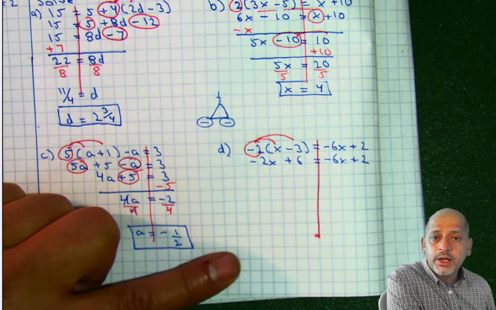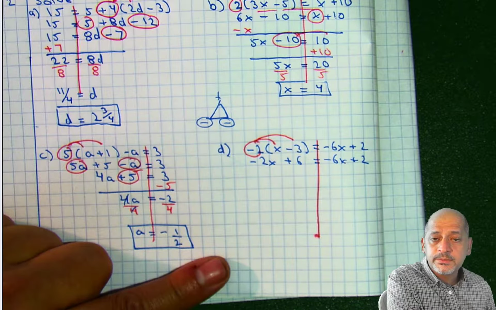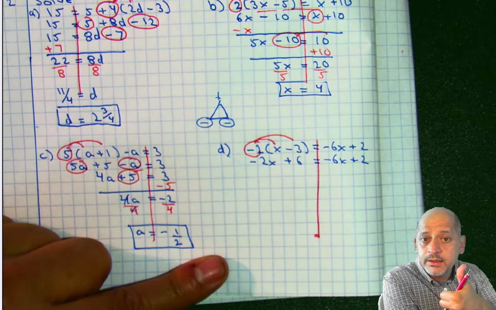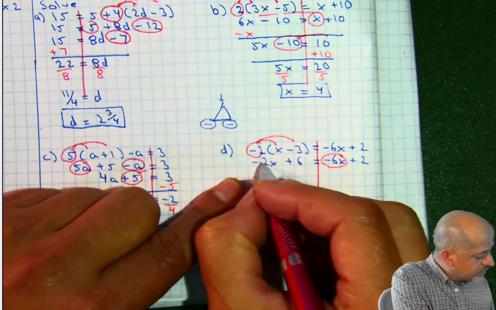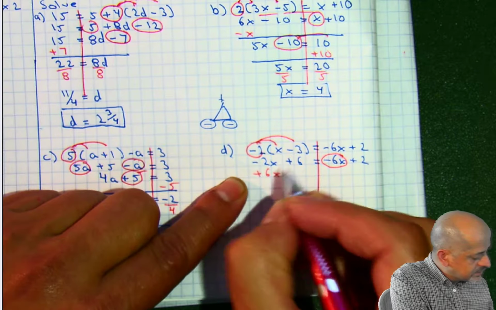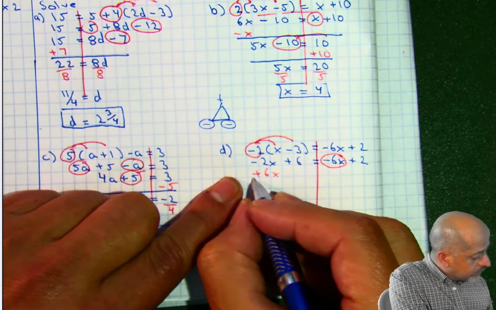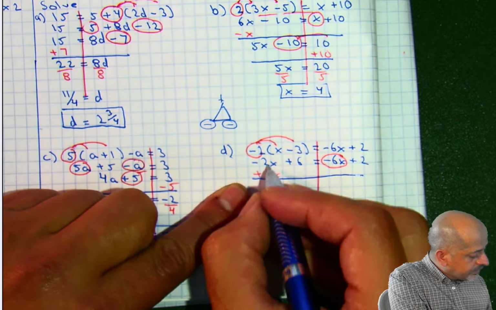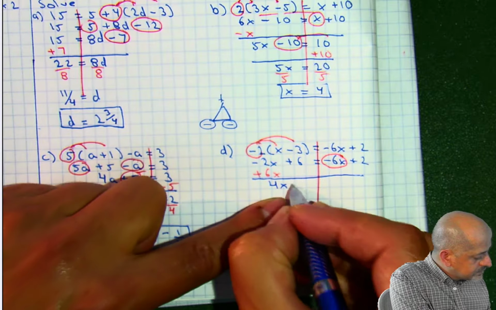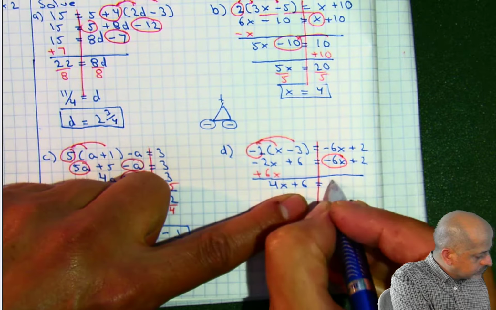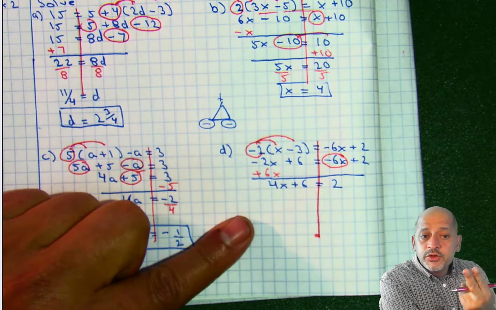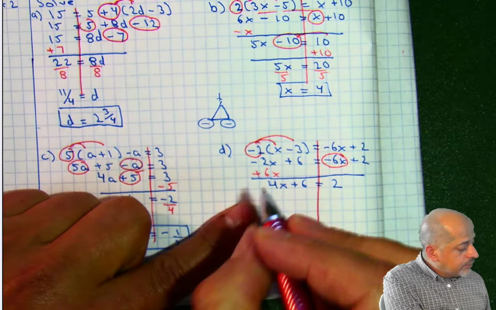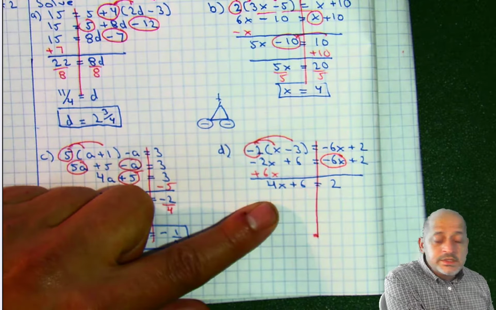See what you get. Go and pause it, and then we can check our answers. You got it? So now I'm going to move my negative 6x to the left. We can say positive 6x. I'm going to draw the line. That gives me positive 4x plus 6 equals to 2. Now we have a two-step equation. I need to get rid of the 4 and the 6. What should I get rid of first?